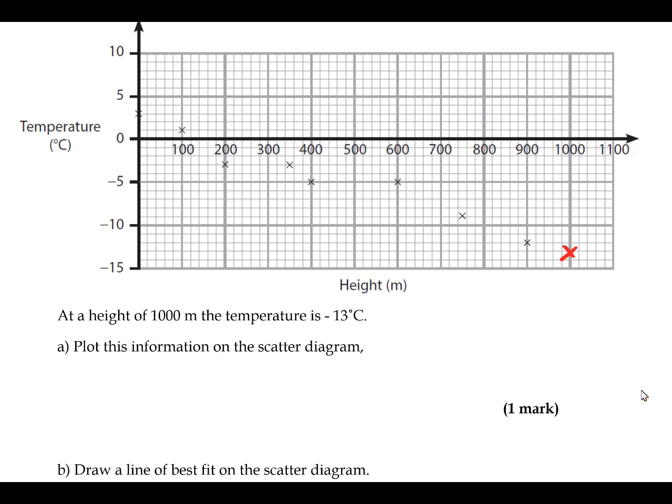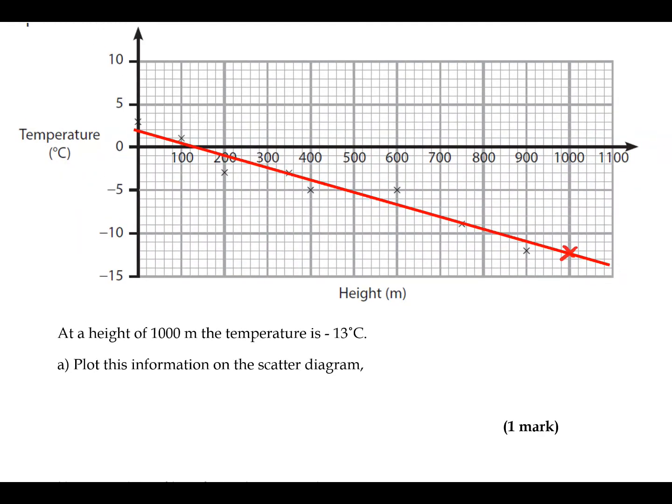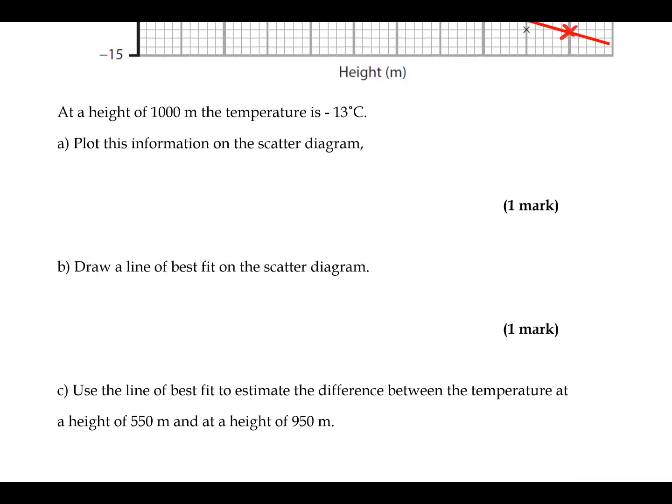Draw the line of best fit on the scatter diagram. So it's got to go through all of our points and from edge to edge. So let's do that. So I've drawn my line of best fit, so I've tried to keep it between all of the crosses and go as close to as many as I can. So that's worth 1 mark.